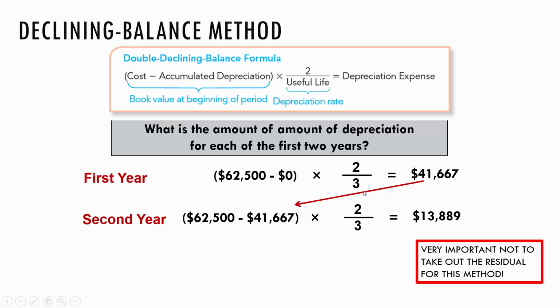It stays 2/3. So this factor will stay the same throughout this method, as we said previously. And because accumulated depreciation changes, this second number in the formula will change. Notice also that depreciation expense in the first year is nearly $42,000, whereas in the second year it's only around $14,000. So it declines. So depreciation declines with this method. Depreciation expense declines.